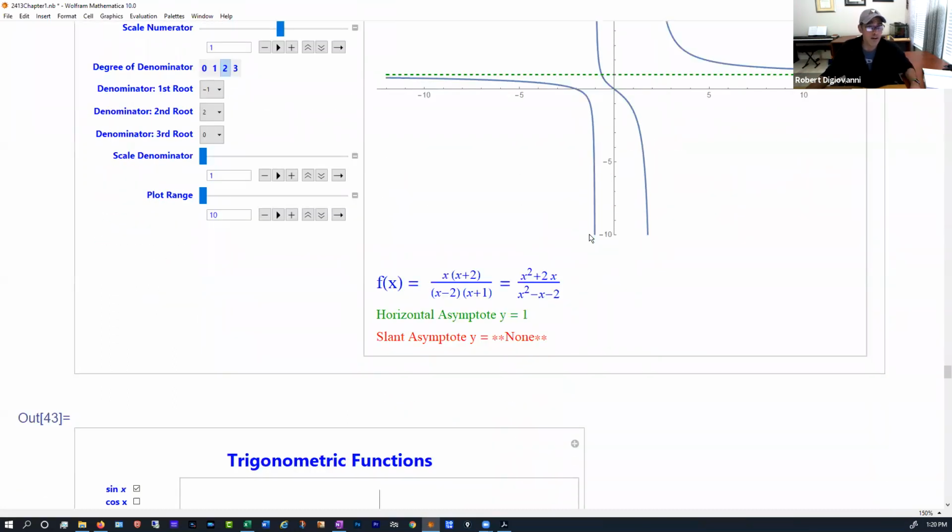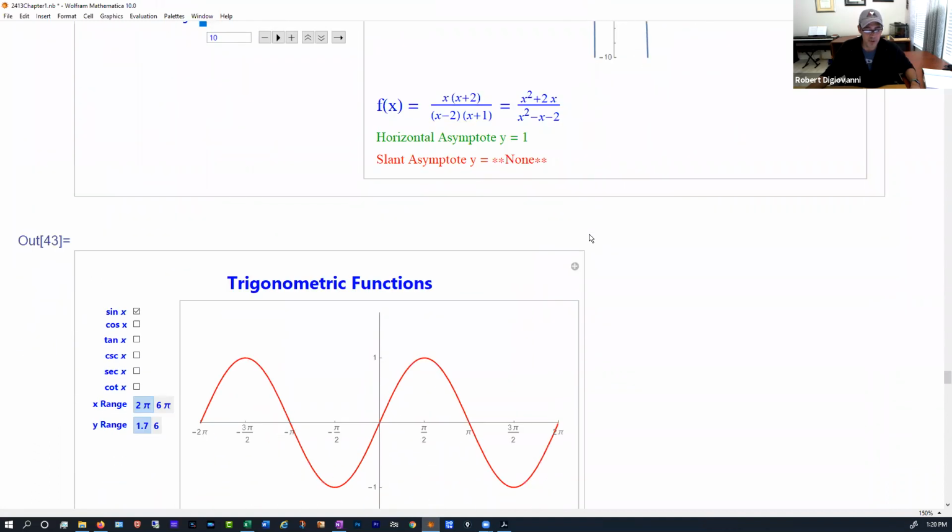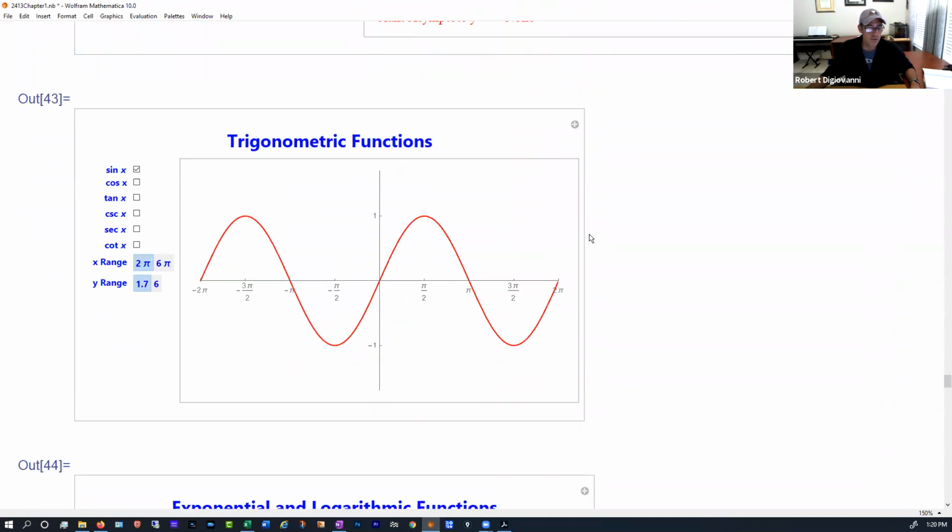Then you took pre-cal, right? And you learned about the trig functions. And there are 6 basic trig functions, right? The sine function, here's the sine function. You learn that the period of sine function is 2 pi. The amplitude is 1, right?